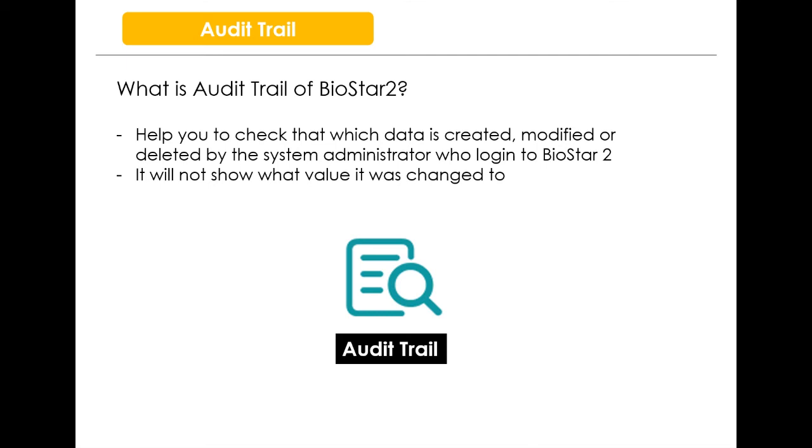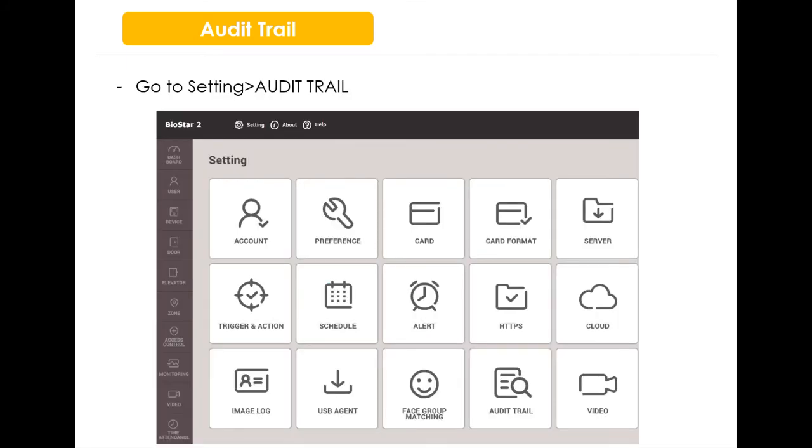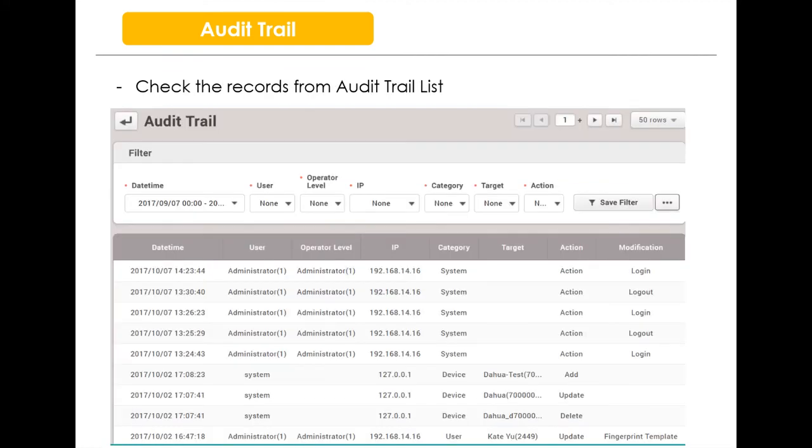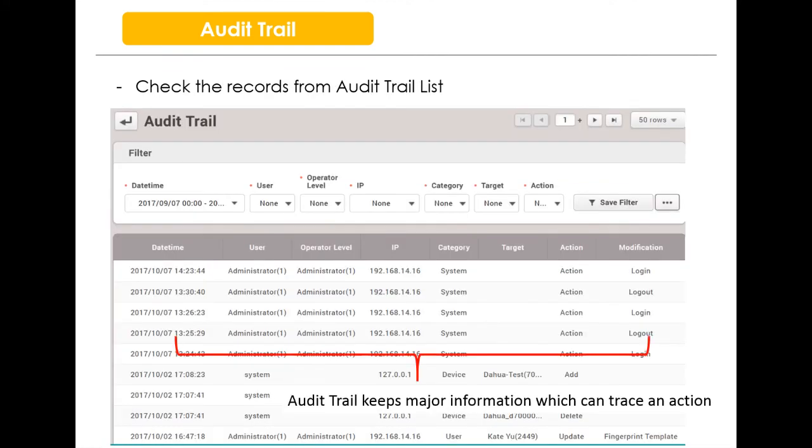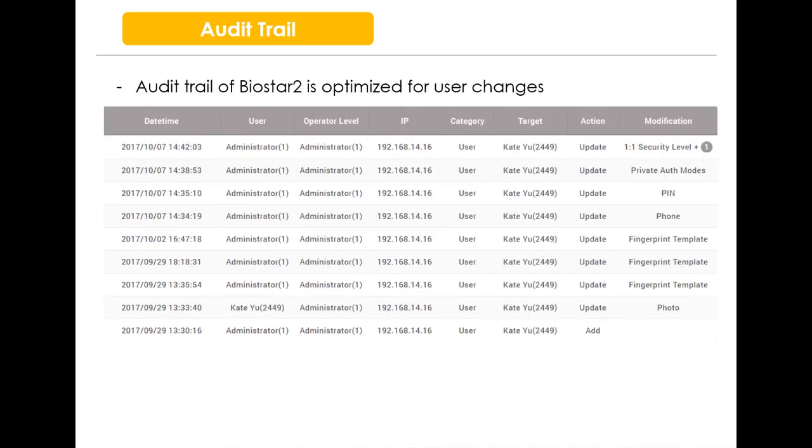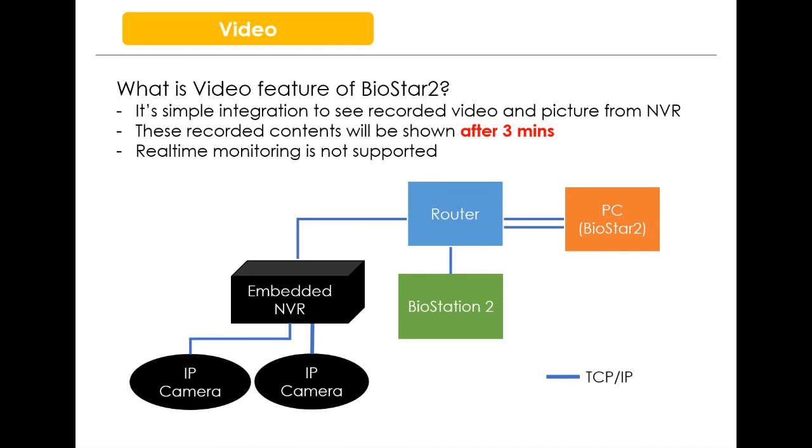Next feature is Audit trail. As you already know, it helps to check which data is created, modified, or deleted by the system administrator. The Audit trail menu is added to the settings of BioStar 2. In the audit trail list, all actions will be displayed. Audit trail keeps major information as follows. The report involves modified items only, and actual data won't be indicated. It is optimized for user changes.